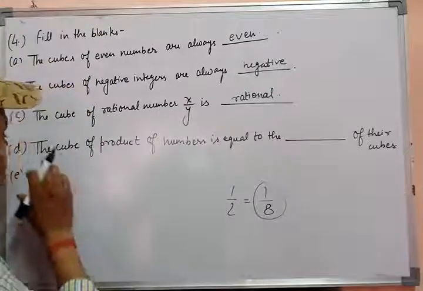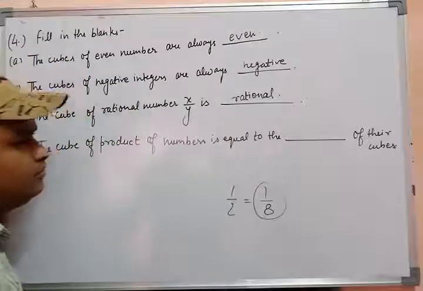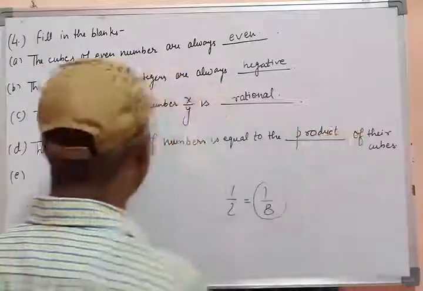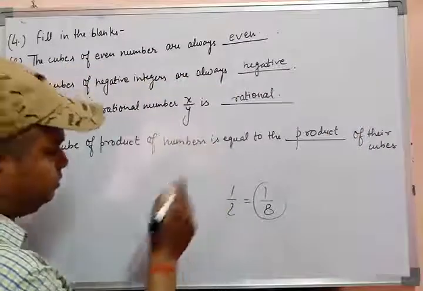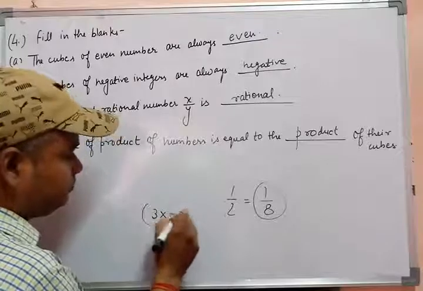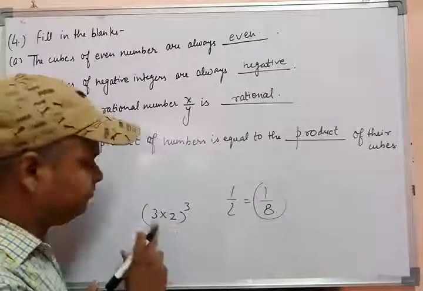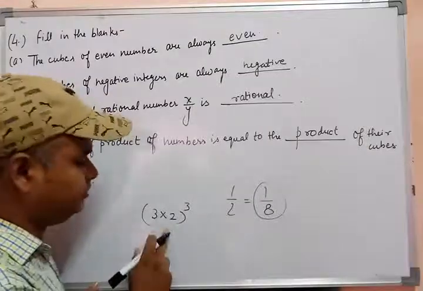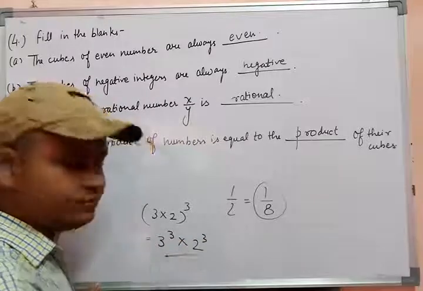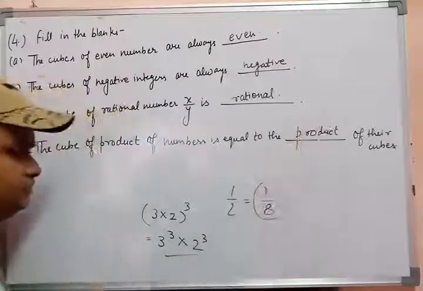Okay. Now question number D: the cube of the product of numbers is equal to the product of their cubes. Why? Because the cube of the product of the numbers means, we can write here 3 cube into 2 cube. Okay, so here we have to write the answer: product.